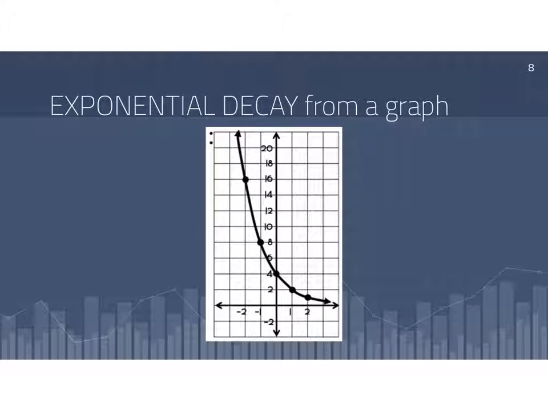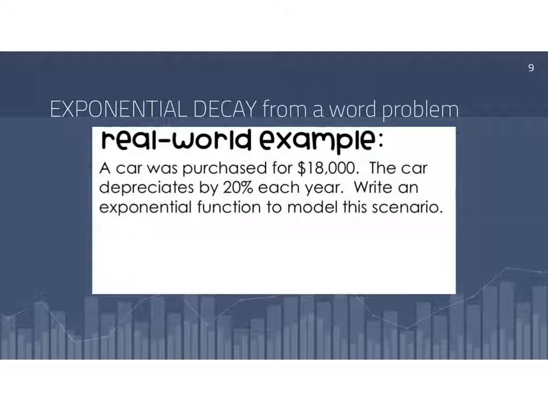Exponential decay from a graph, you're going to know that it's decay because it's going to go down from left to right. We're going to look for where x equals 0. So our a value is going to be 4. And to go from left to right and get from one point to the next, on the y-axis, to get from 8 to 4, we have to multiply by 1/2. So our b value is 1/2. So y equals 4 times 1/2 to the x power. Again, we can tell that's decay because 1/2 is less than 1.